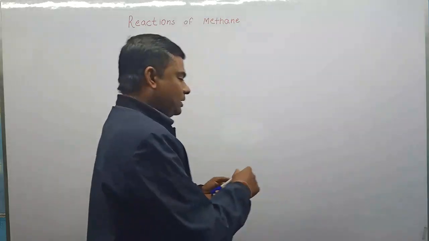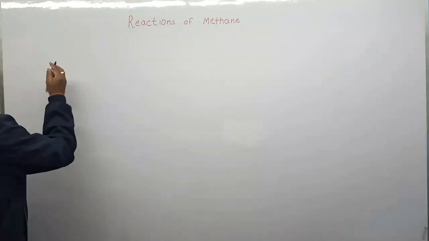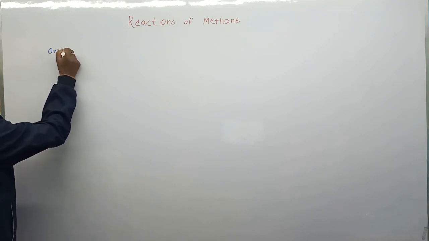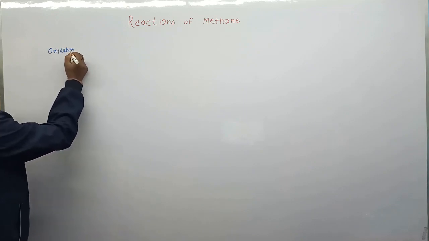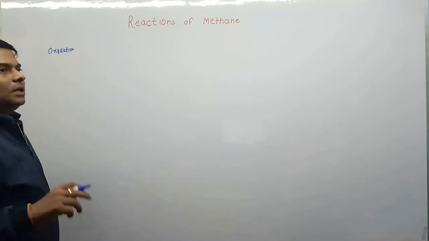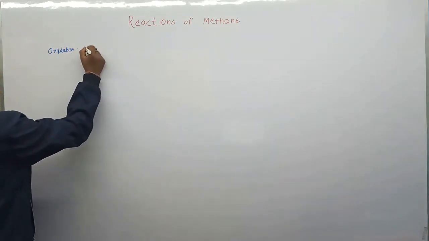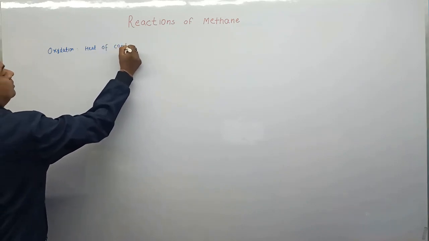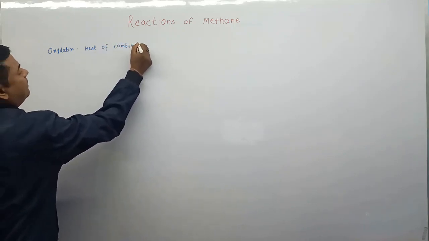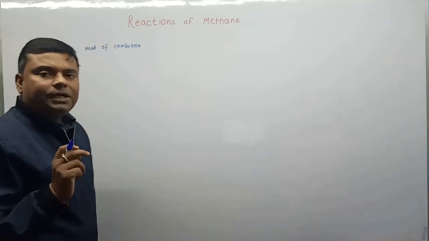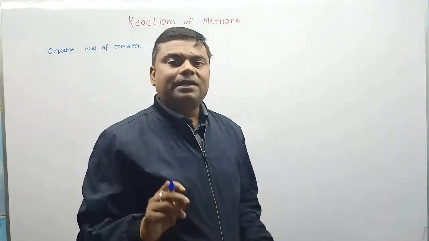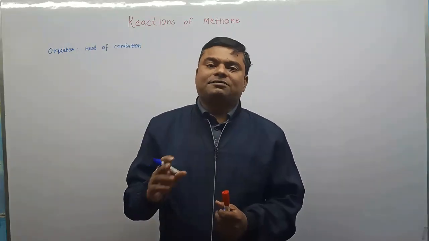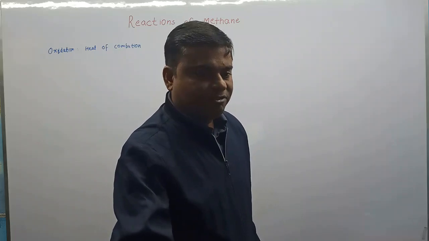So first of all, the reaction is oxidation. Oxidation, that is heat of combustion. Heat of combustion is a very important topic in organic chemistry, and it is useful to derive many characteristics, properties as well as structure of the alkane family.